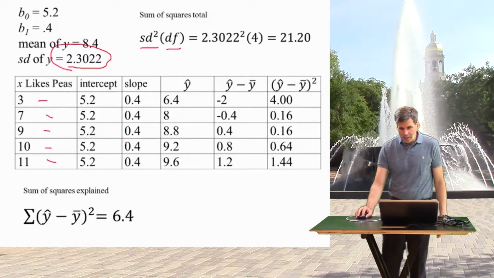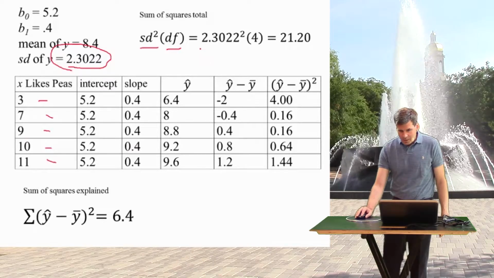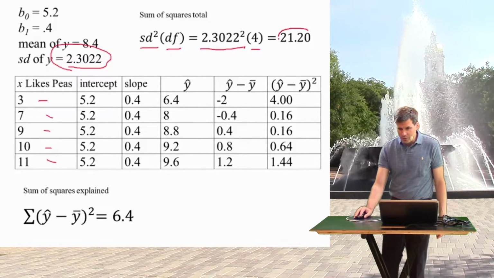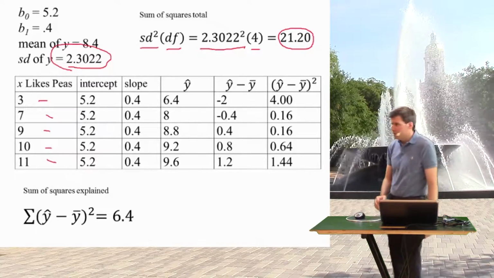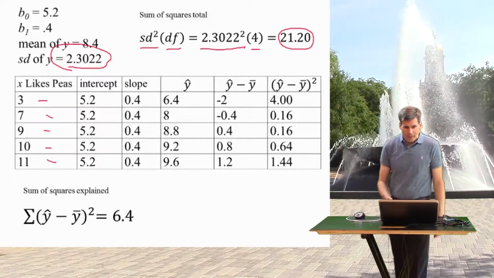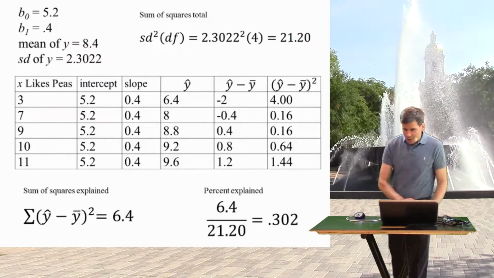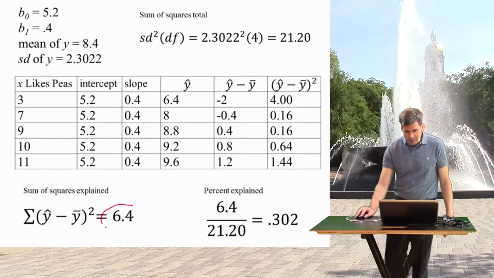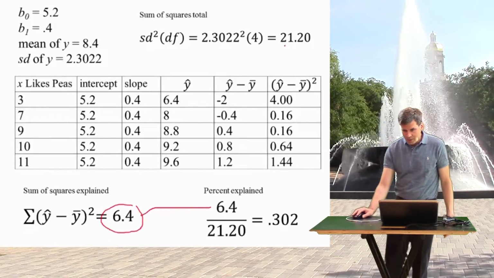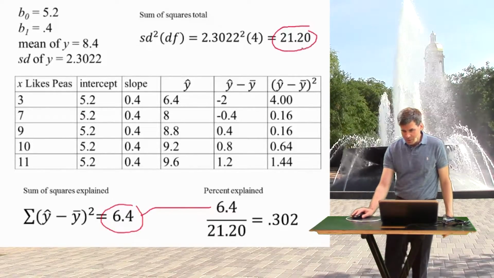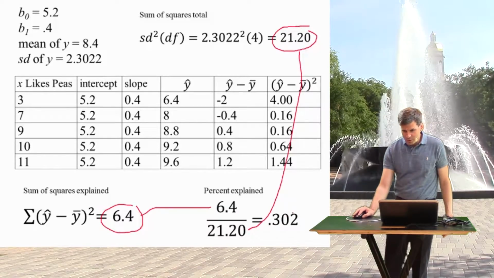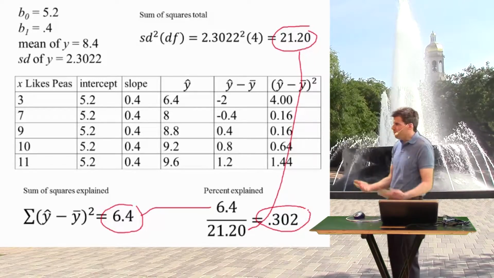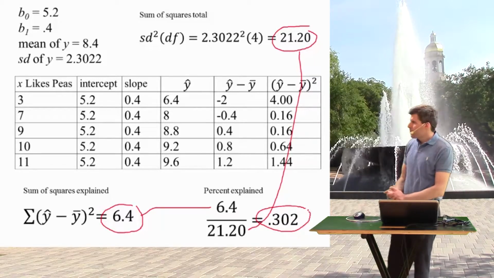So I plug that in. Here's my standard deviation squared times my degrees of freedom, and I get a total sums of squares of 21.2. So now we can calculate the percent of variance explained. We have my explained variance, 6.4, divided by the total sums of squares, 20.2, and we've explained about 30%, 0.302, around 30% of the variance in this example.